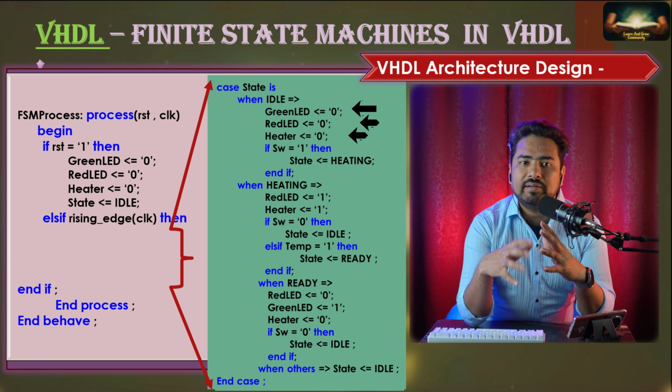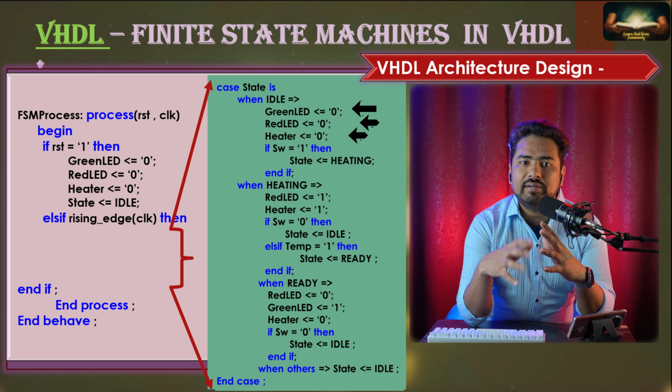And you can write this state transition here like it is written, but you can also write them in a separate process block. That means one process block will drive your outputs and results, and another process block will direct your state transitions.